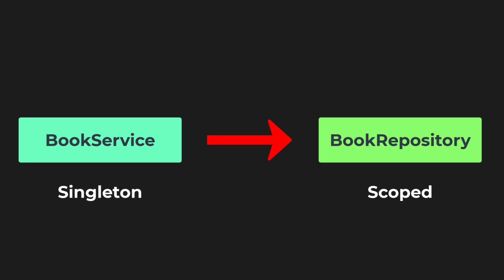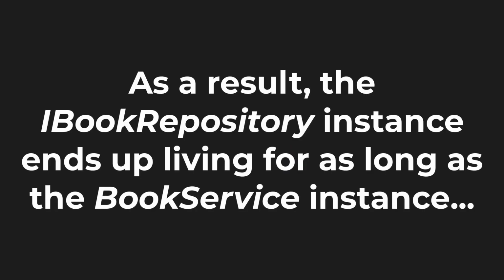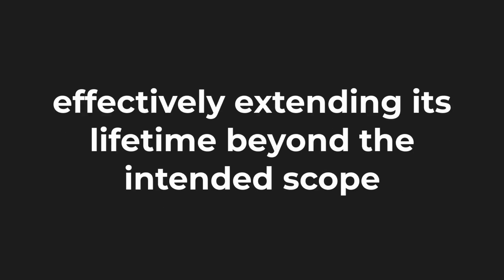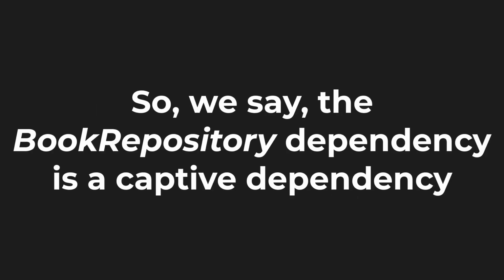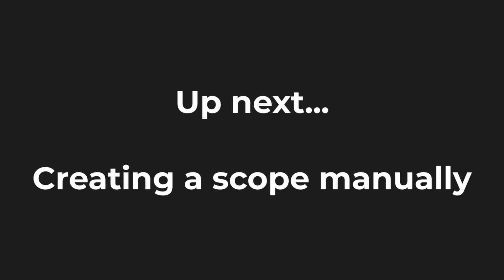However, since BookService is a singleton and depends on an IBookRepository implementation, it captures that dependency when it is constructed. As a result, the IBookRepository instance ends up living for as long as the BookService instance, effectively extending its lifetime beyond the intended scope. So we say the book repository dependency is a captive dependency. In the next video, we will see how to create scopes manually.